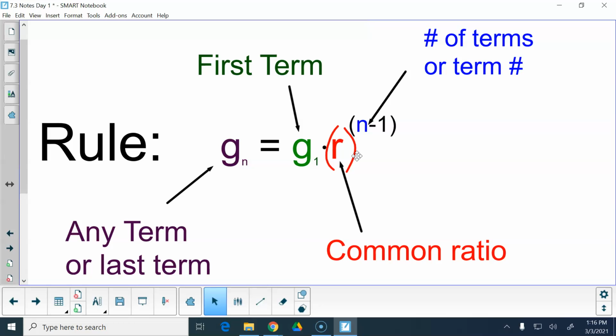Because then if R is positive, you're fine. If R is a fraction, you're still fine. And if R is negative, you're fine. Okay? So always put that R value in a set of parentheses.